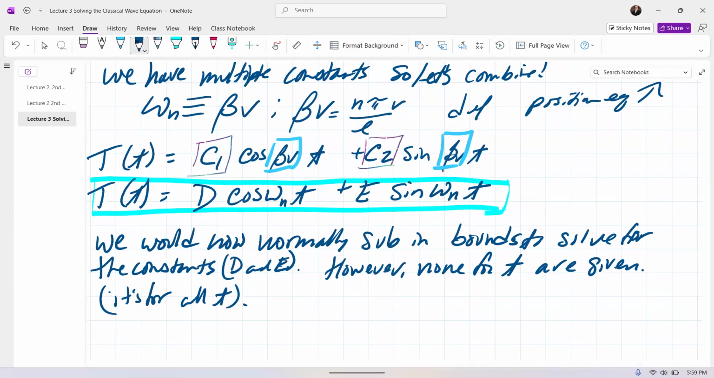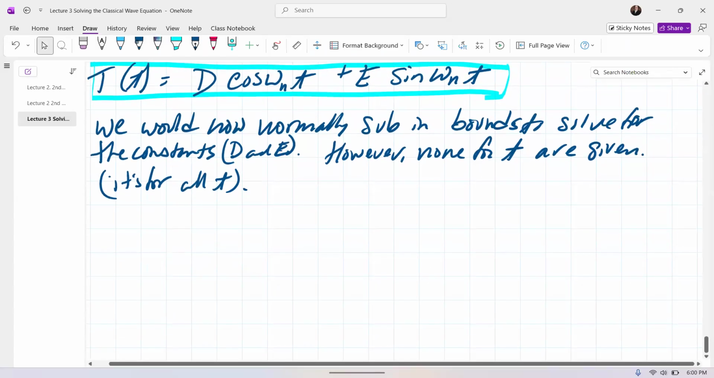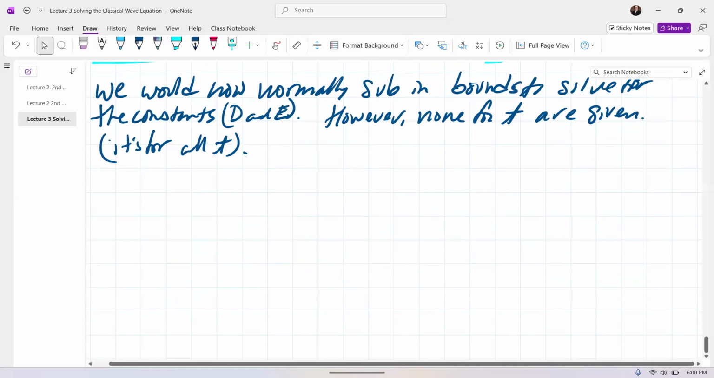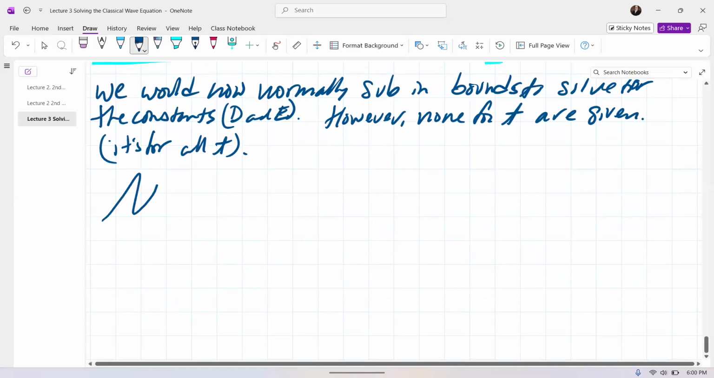Right, that was also given. So we're done with this one for the moment. So you might think that we're completely done, but not quite. Because what we need to do now is write the equation for u of x and t.